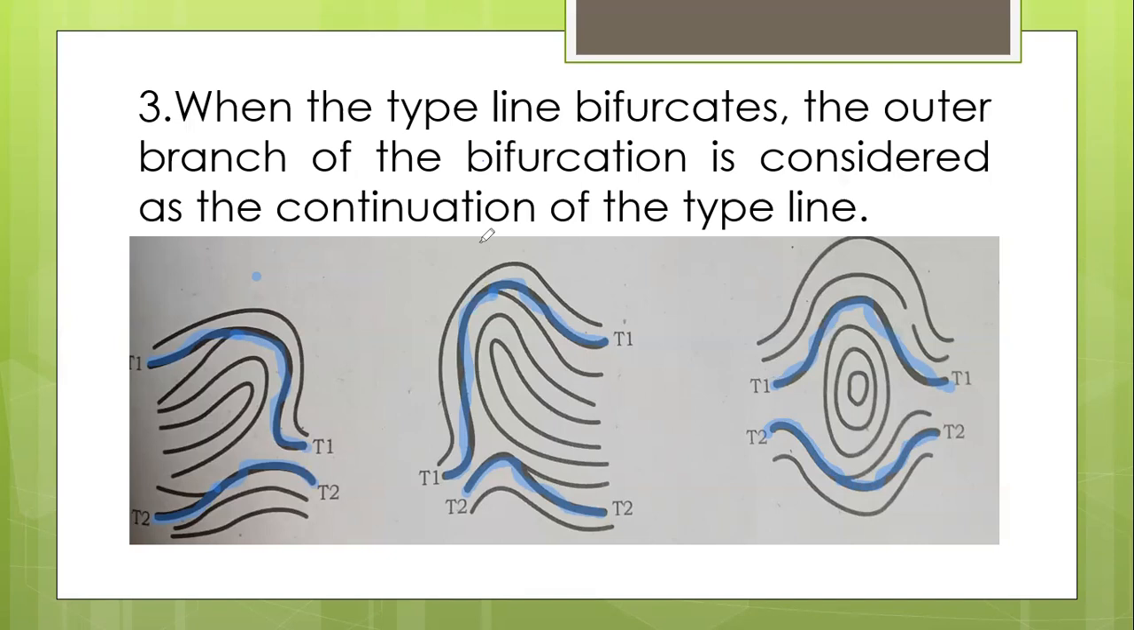What is the first rule? First, look for the two innermost ridges, the innermost ridge in the fingerprint. Second rule, if it suddenly ends, what will you do? When it suddenly ends, look for the outer ridges as the continuation of the type lines. Just like this one.